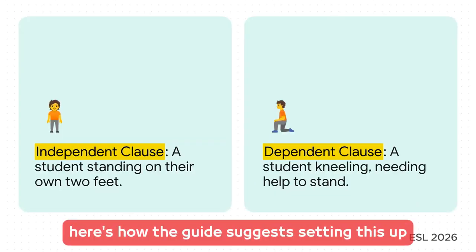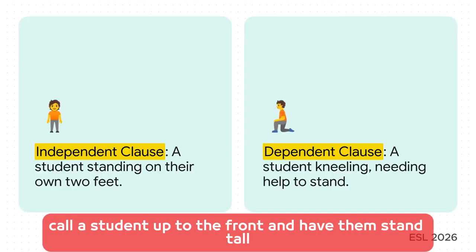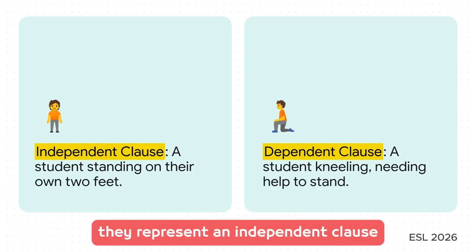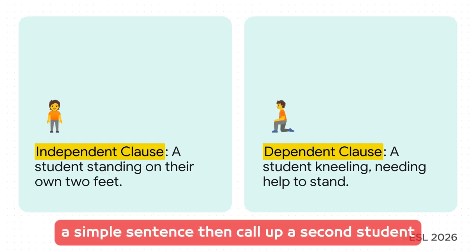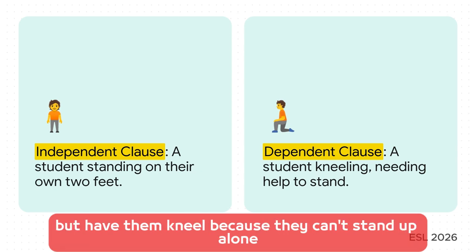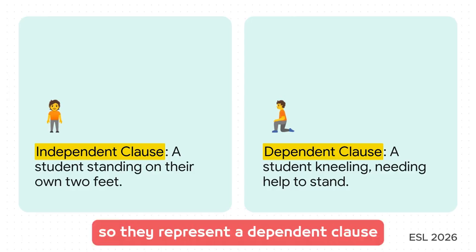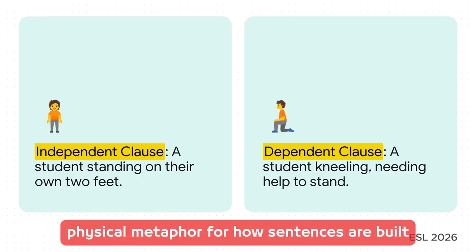Seriously, instead of just scribbling formulas on a whiteboard, you turn the students themselves into the clauses. Here's how the guide suggests setting this up. Call a student up to the front and have them stand tall. Explain to the class that because this student is standing on their own 2 feet, they represent an independent clause, a simple sentence. Then, call up a second student, but have them kneel. Because they can't stand up alone, they need help, right? So they represent a dependent clause. It instantly creates this unforgettable physical metaphor for how sentences are built.